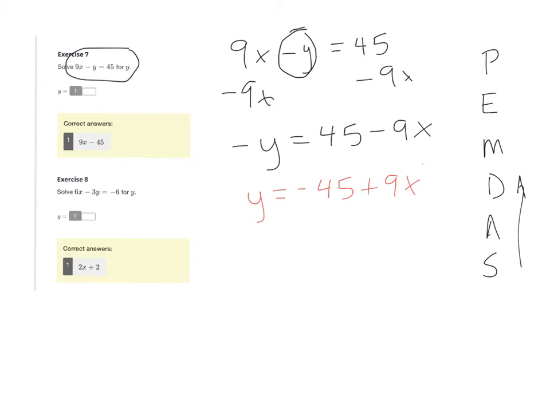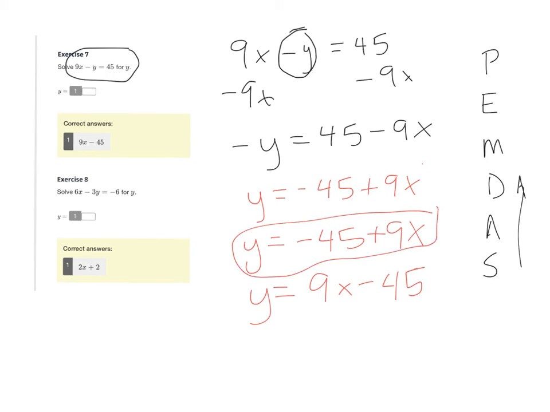So here are the two answers you could have. y equals negative 45 plus 9x. That's one solution. The other one that works, it's the exact same, it's just written differently, is 9x minus 45. So either this one or this one. And either one of these should have worked in Big Ideas. Let's take a look at our second one.